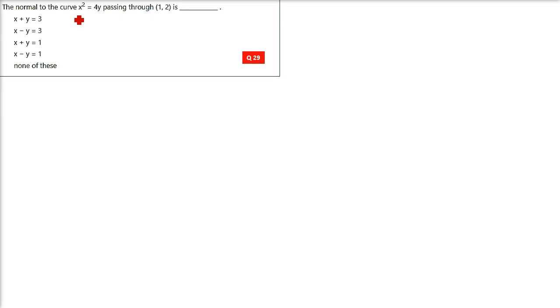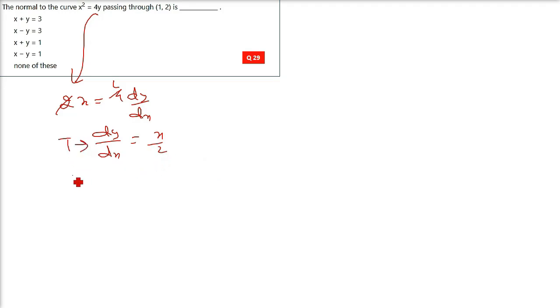The normal to the curve x square equals 4y passes through the point (1, 2). So the same thing which we have done is repeated here. Just differentiate this: 2x equals 4 dy by dx, the 2 gets cancelled. dy by dx is equal to x by 2. Now this is the slope of the tangent, not the normal. The normal will be negative 1 divided by (x by 2).